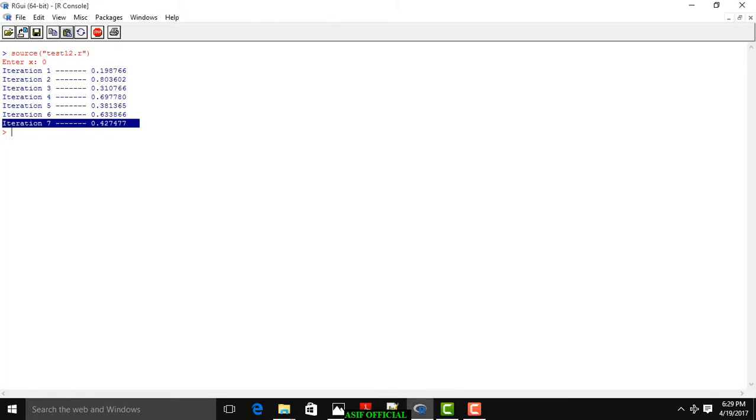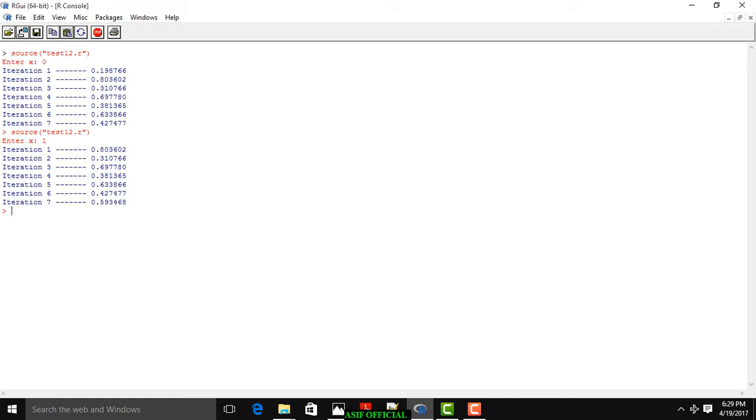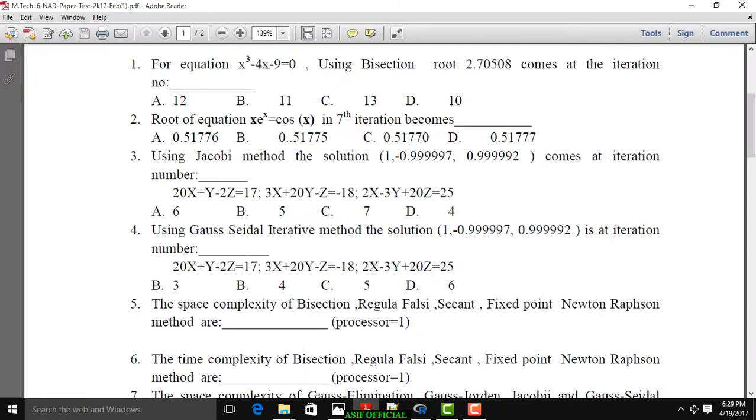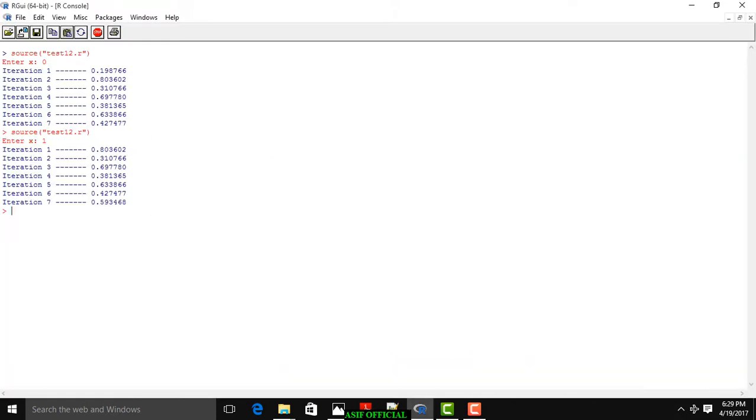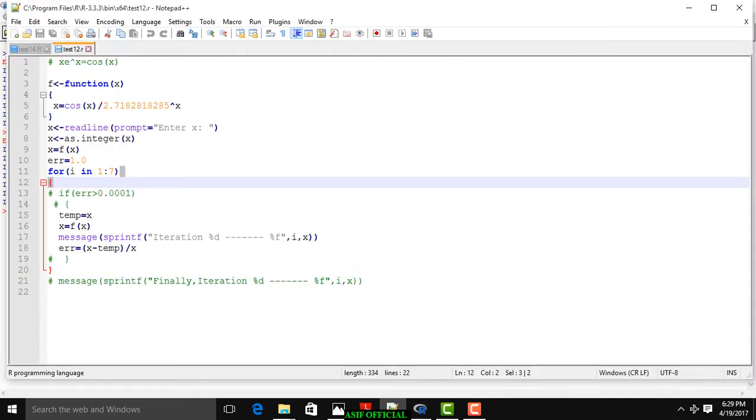The code can be shown again, and that's the program. We can try it again with another initial guess. Say x is 1, and here as well, at the 7th iteration it is 0.593468, and that value is also not in our options. Anyway, the program runs, and this is its source code.